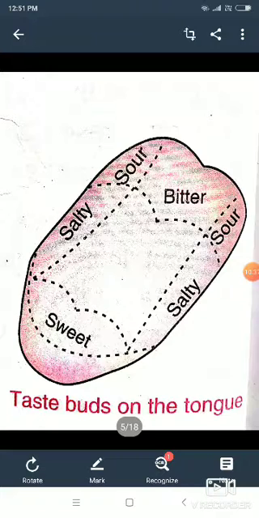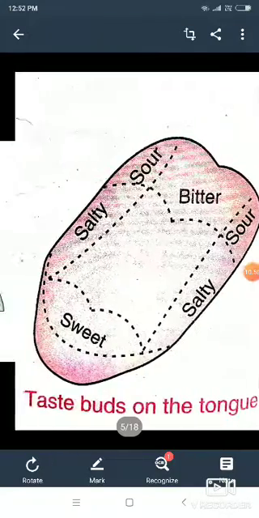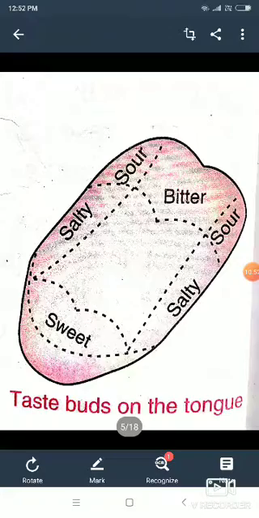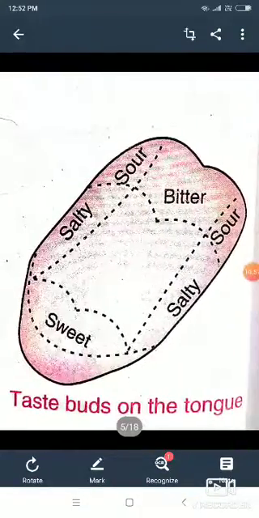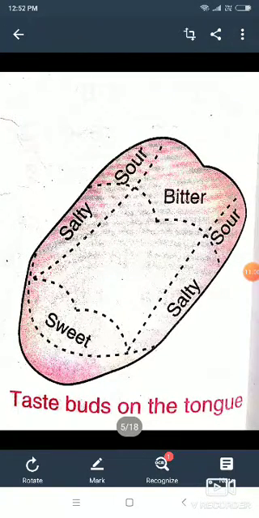Okay, so these are the places you have to show by making the lines like this, and you will write the name of the taste. Okay, so this is the taste buds on the tongue. You have to draw taste buds on the tongue. So today I have explained to you, this is diagram 1, taste buds on the tongue, or diagram of a tongue showing different types of taste buds. If the question will come that draw a diagram and show different types of taste, okay, then you will draw this.